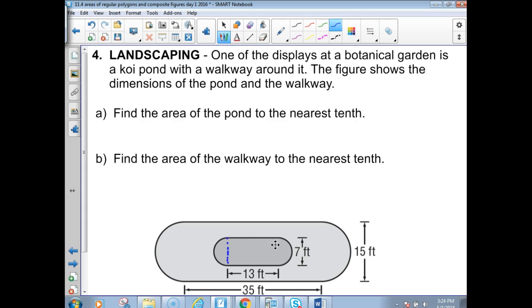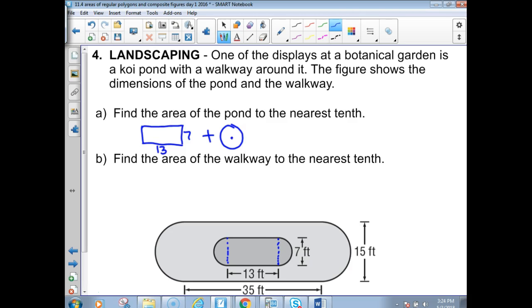You've got half a circle on the left end, half a circle on the right end, and a rectangle in the middle. So if you're going to do the area of the pond, that is 13 by 7. Plus, what would you be doing the area of for the rest of the pond? It's not just a rectangle. A full circle, right? Put together a half plus a half. So it's going to be plus a full circle.